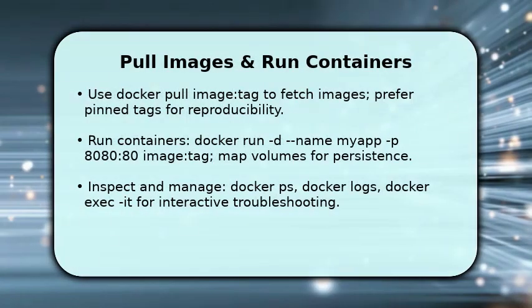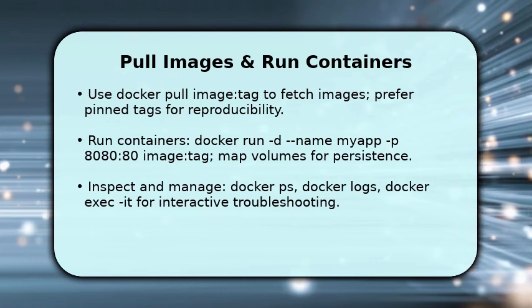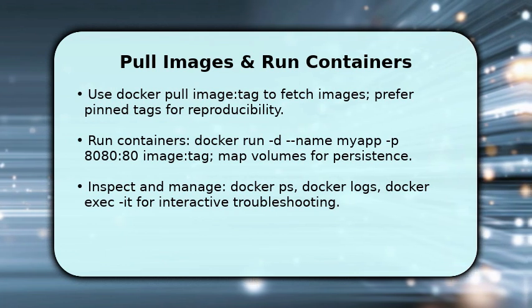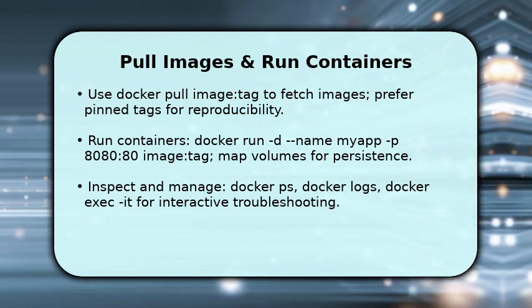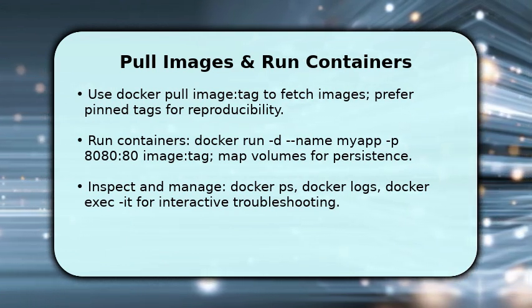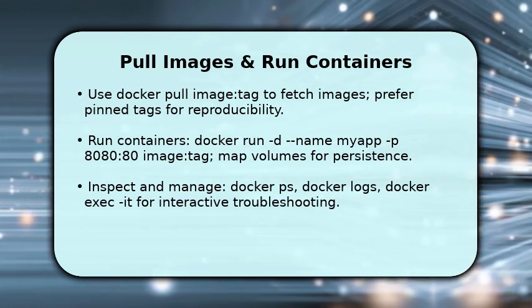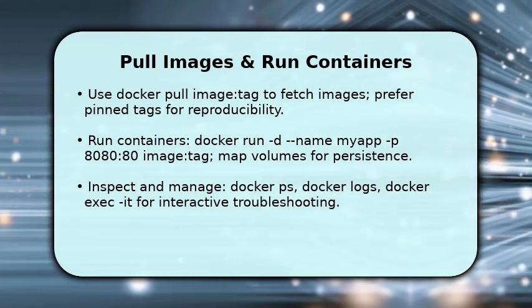You pull the exact image tag you need so deployments are predictable, which matters in production. Then run a container with docker run, mapping ports and volumes to expose services and persist data. -d runs detached so the container stays up. Make sure to name containers for easier management.